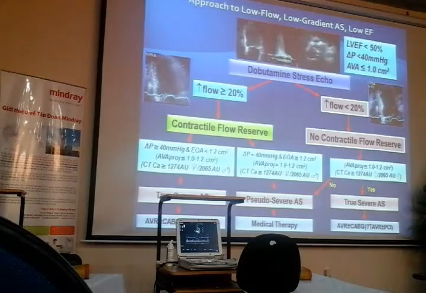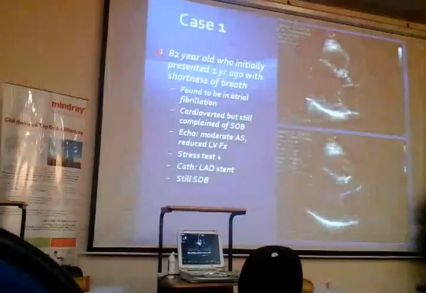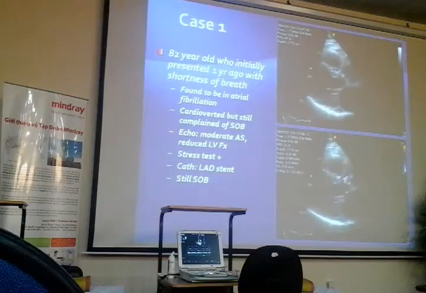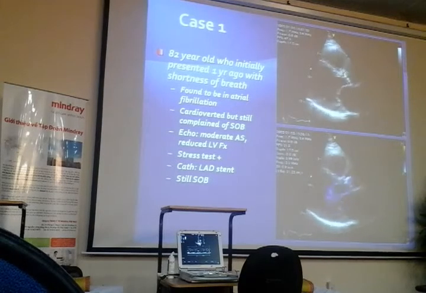The two other modalities that we have to use is the CT calcium score. First, I'm going to show you this case. This is an 82-year-old who initially presented with shortness of breath, but was in atrial fibrillation and cardioverted. The echo was read as moderate aortic stenosis. No question, they said it was moderate. Valve area was something like 1.3 or 1.4. There is reduced ejection fraction.